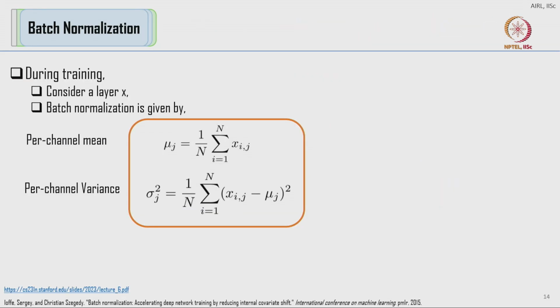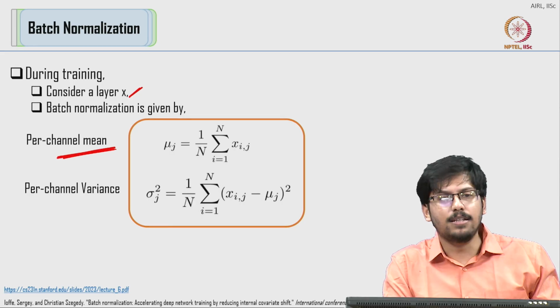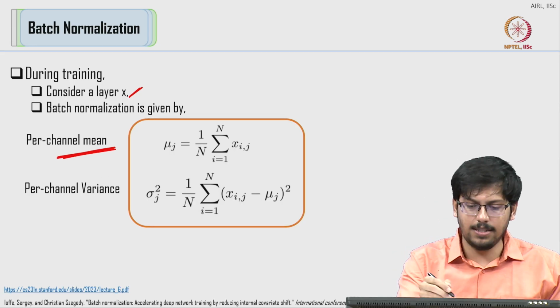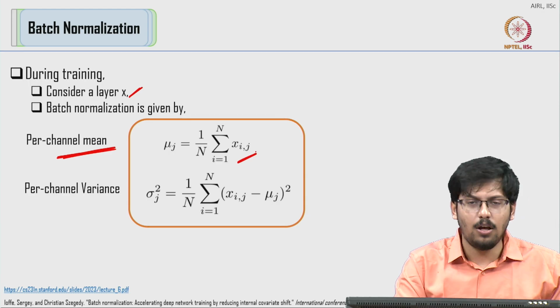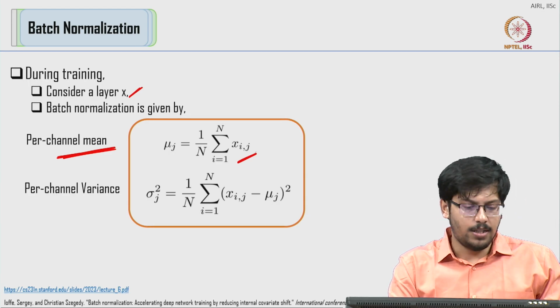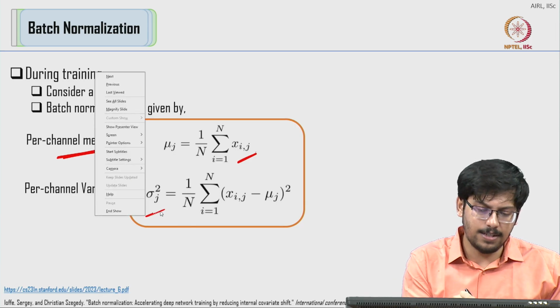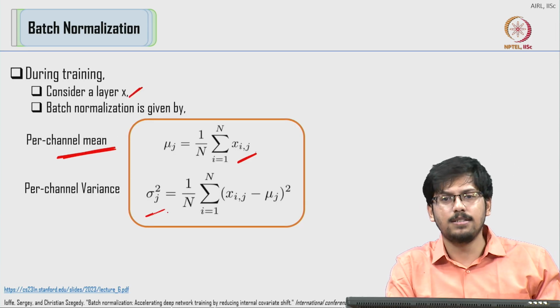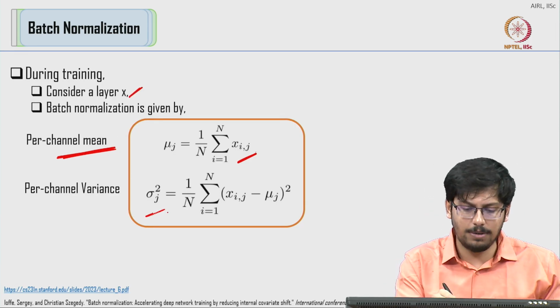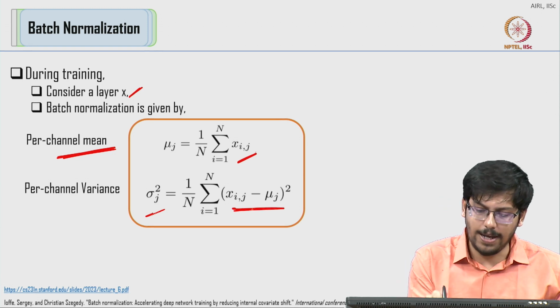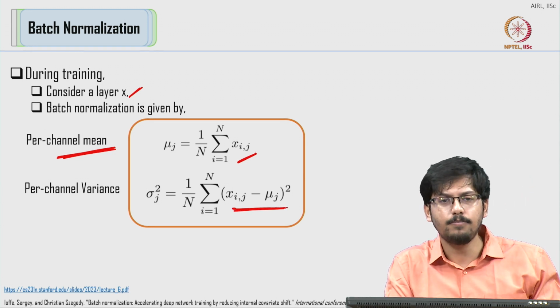Now let's go over various normalization techniques. During training, let's assume I have a layer X. Batch normalization is defined as first computing the mean, given as mu, which is just taking the mean over all the channels. Now we compute the variance. The variance is given as sigma j square, which is 1 by n, sum over i from 1 to n, of x minus mu whole square for the various elements.